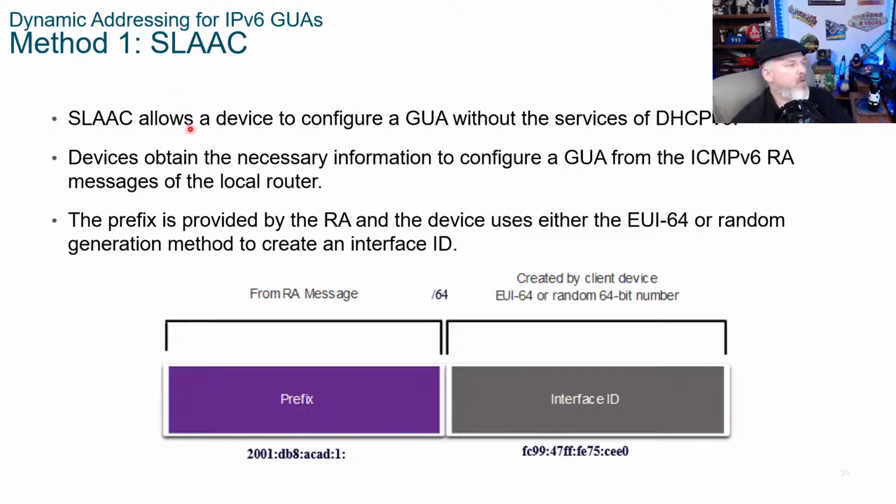Method 1, SLAAC, allows a device to configure a GUA without the services of a DHCP server. Devices obtain the necessary information to configure a GUA from the ICMPv6 RA, and the prefix is provided by the RA. The device uses either the EUI-64 or random generation method to generate an interface ID. So it would look something like this. We'd get a prefix of 2001:DB8:ACAD:1, and then we'd see our FC99. It'd be generated on the host side.